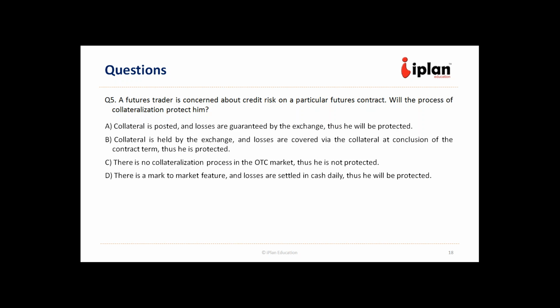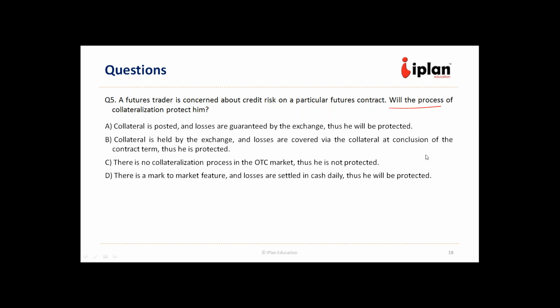A futures trader is concerned about credit risk on a particular futures contract, the default risk. Why? Will the process of collateral happen? There is no collateral process in the OTC market, thus he is not protected. So in the OTC market there is no collateralization, because both parties do not give securities. Collateralization basically means both the parties deposit the initial margin. Now there's a marking to market feature and losses are settled in cash daily, thus he will be protected. So will the process of collateralization protect him?